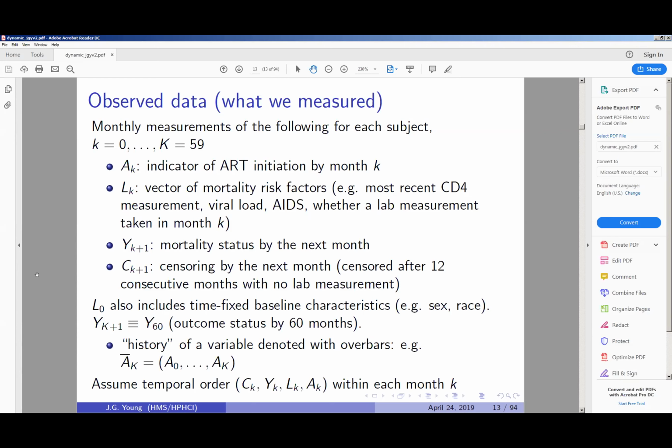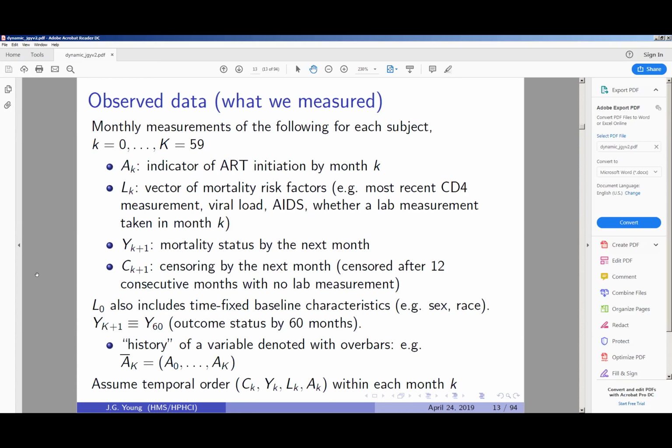And CK+1 is an indicator of censoring by month K+1. So in this analysis, we defined an individual as censored after 12 consecutive months with no lab measurement. And I don't have it on the slide, but we're going to take Y0 and C0, so the mortality status indicator and the censoring status indicator in month 0, to be 0 for everyone. So we did restrict this to those who were alive and uncensored in month 0.